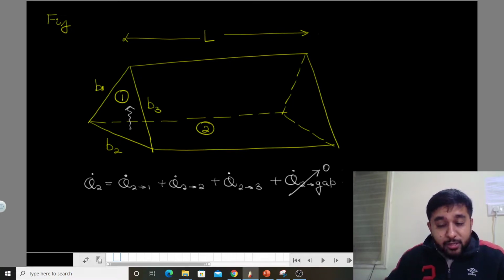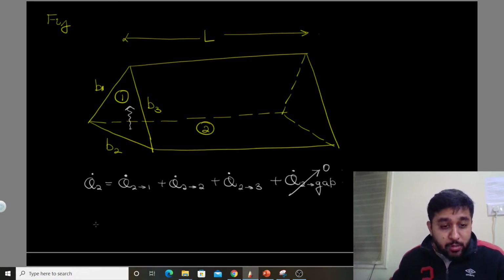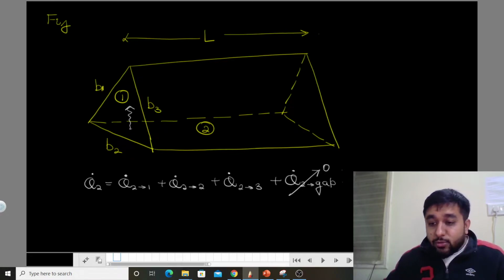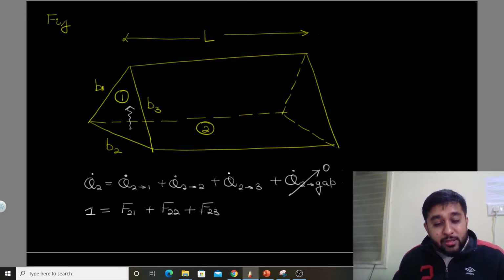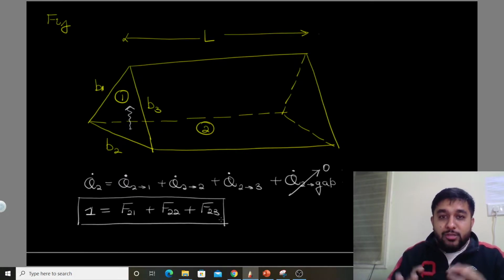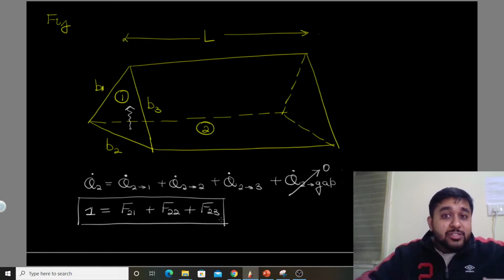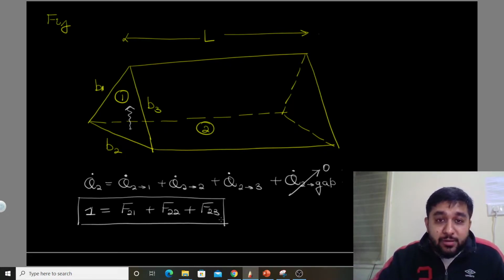So what you will do is divide the total equation by Q dot 2. When we divide the total equation by Q dot 2, the left hand side will become 1. And what will happen to the right hand side? The first term will become F21, then F22 plus F23. In the same manner, you can write down the energy conservation principle for all three surfaces. Every surface is emitting or reflecting some radiation. And what is the fate of that radiation? This equation is going to tell you.